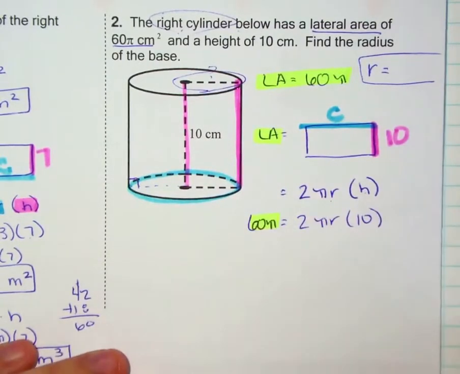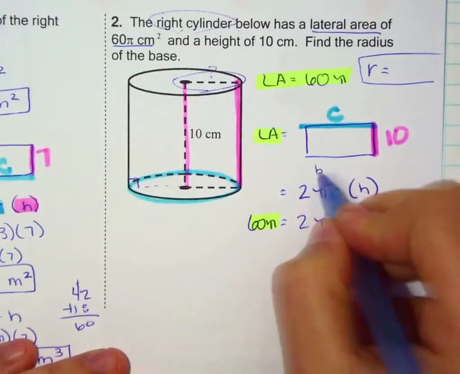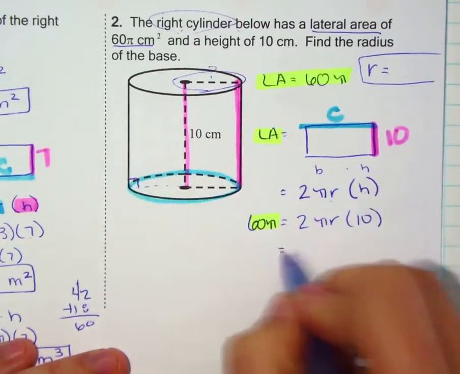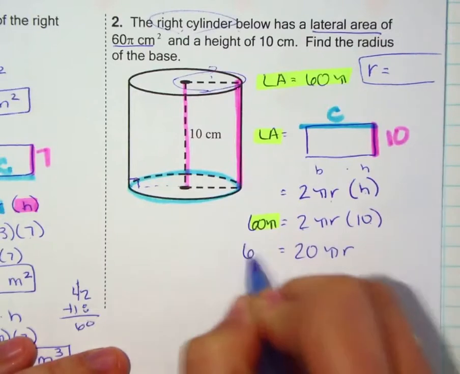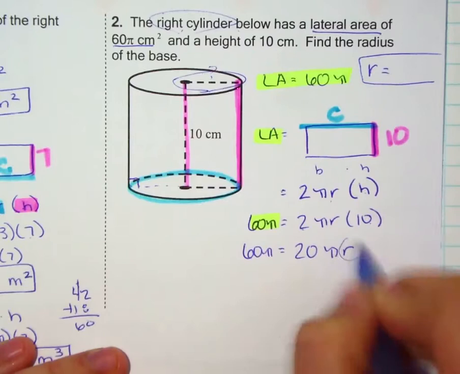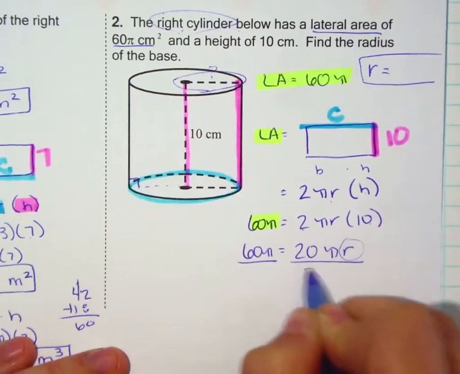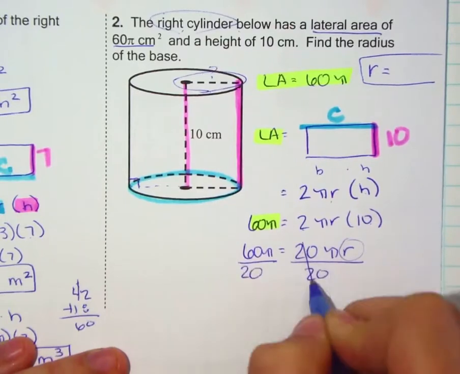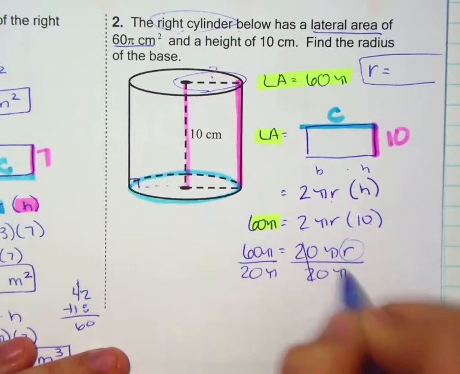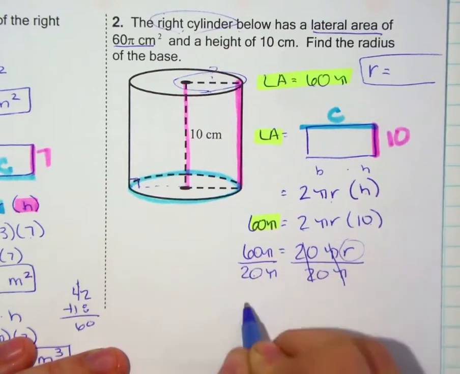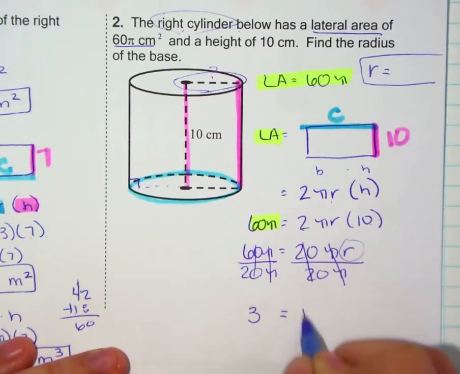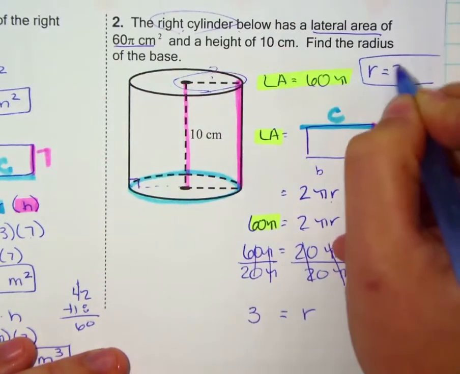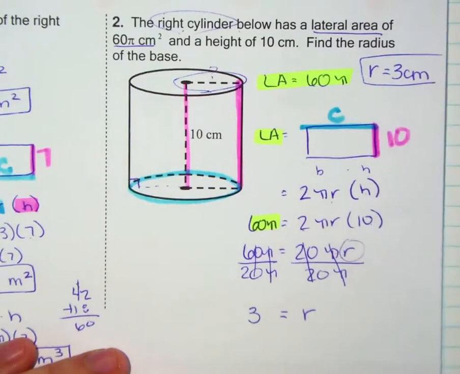So I'll substitute that in. Again, this is base times height, or length times width. So this is 2 times 10, which is 20 pi r equals 60 pi. I need to solve for r, so I'll divide both sides by 20. I'll also divide both sides by pi. 60 divided by 20 is 3. Pi divided by pi is 1. And r, so the radius is 3 centimeters. Make sure you rewind and review if you need to.